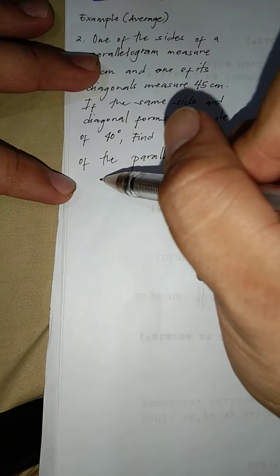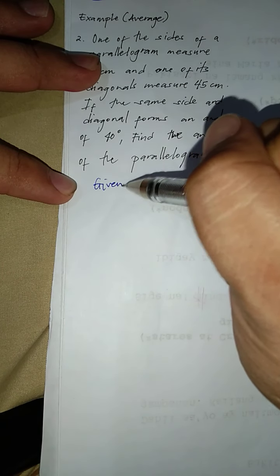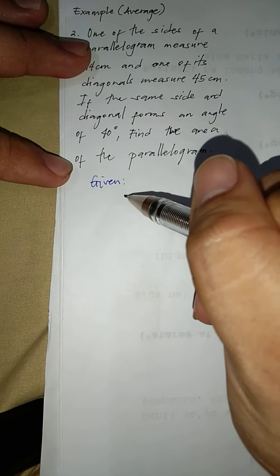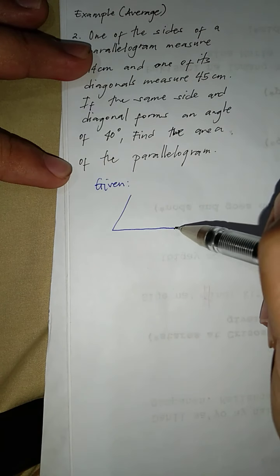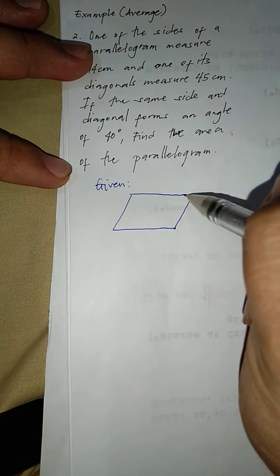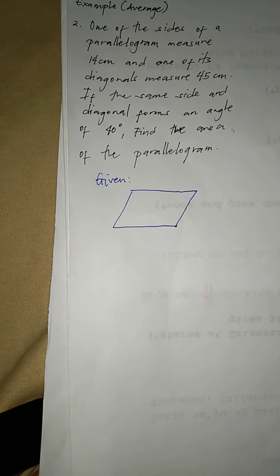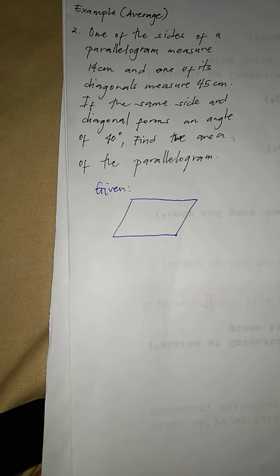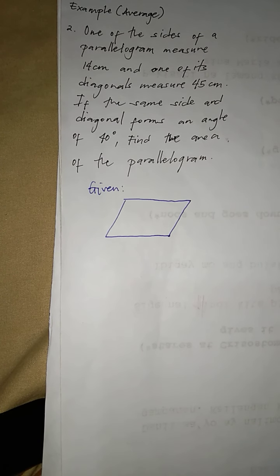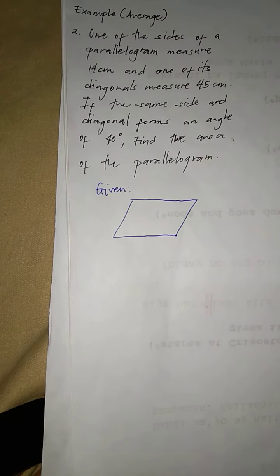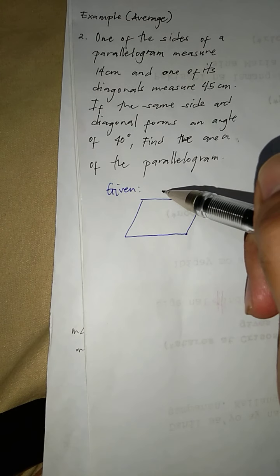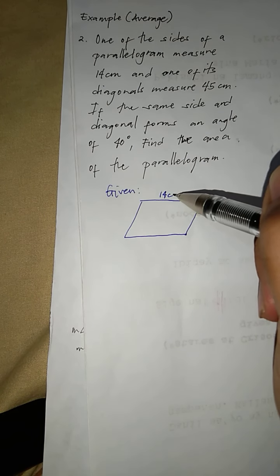Okay, so again, the first step is always to write the given. And let's draw the parallelogram because it's the given figure. So according to the problem, one of the sides measures 14 centimeters. So you can mark just one side, 14 centimeters.